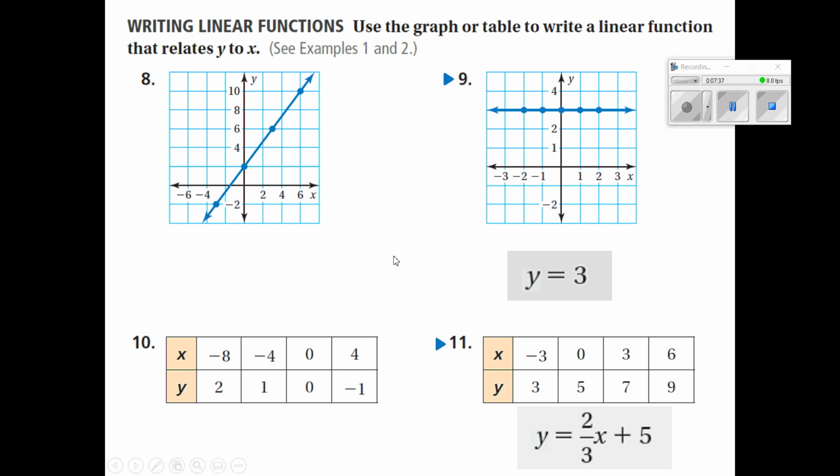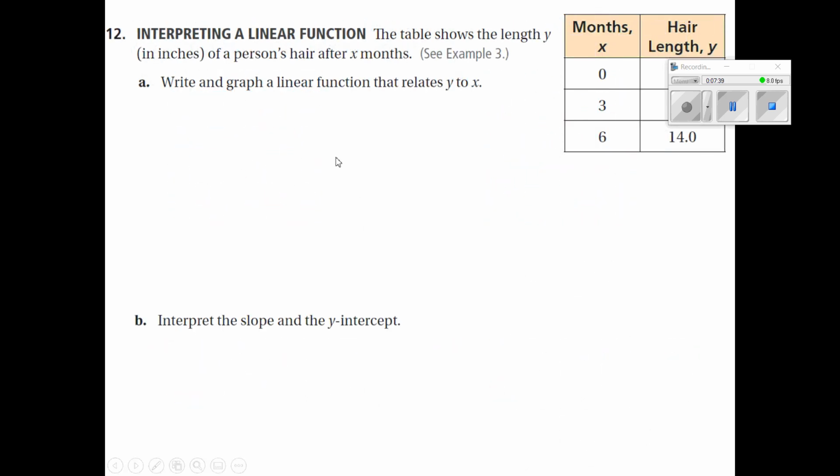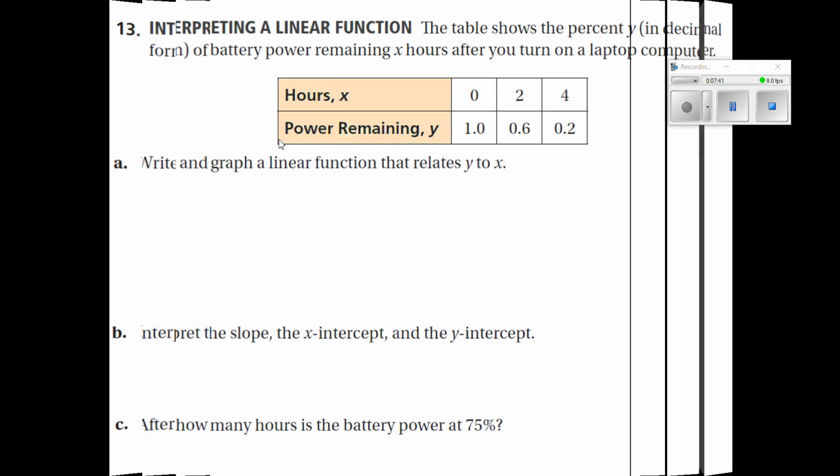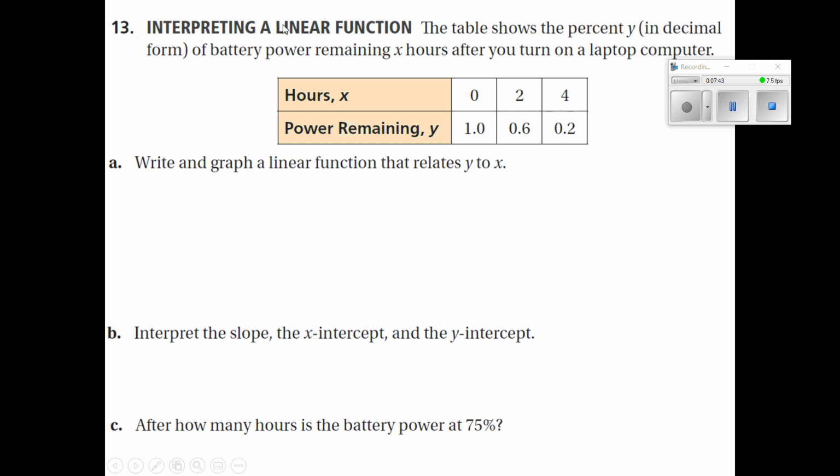All right, let's go to number 13. You have to do number 12 there. It says, interpreting a linear function, the table shows the percent Y in decimal form of battery power remaining X hours after you turn on the laptop computer. We turn it on at 0 hours, power remaining is 1.0. And then at 2 hours, it's down to 0.6. At 4 hours, it's 0.2. Write and graph a linear function that relates Y to X.